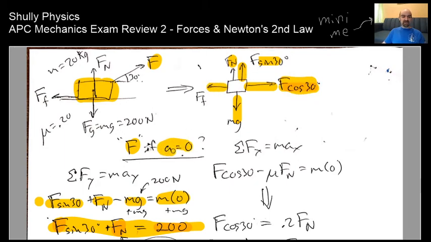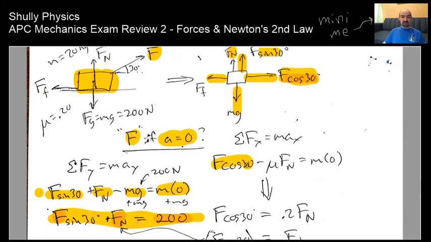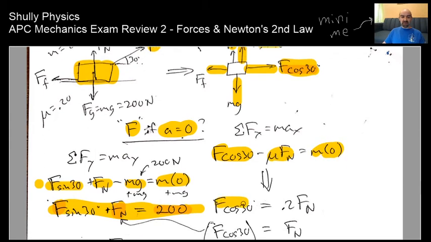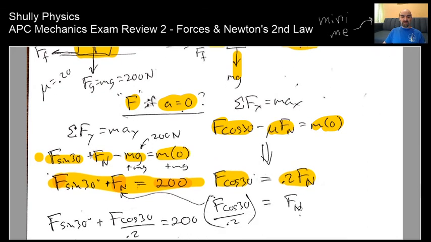Now it does specify that the acceleration is 0. So therefore, F cosine 30 to the right minus the friction to the left equals mass times 0, and F cosine 30 is equal to 0.2 times normal force. And from that X direction, I'm getting another relationship between normal force and the pulling force.